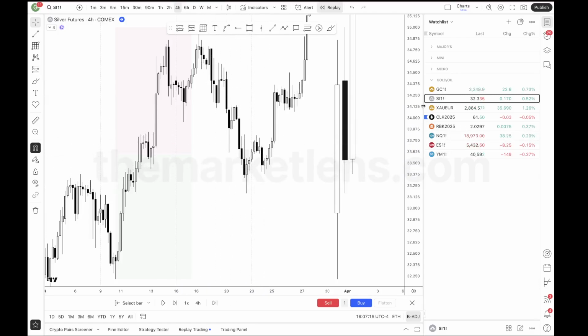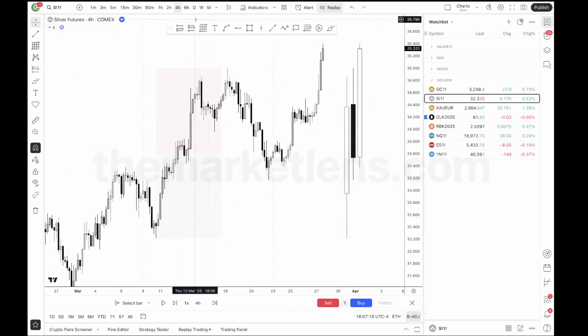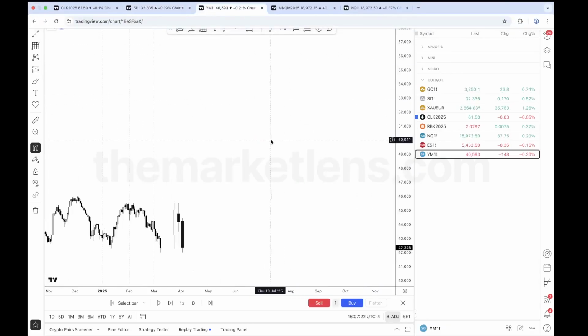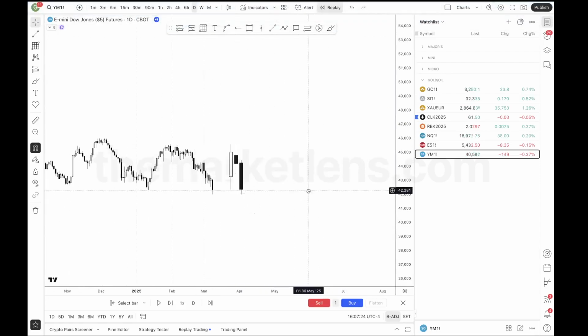And this is fractal, by the way. This can happen on any time frame. We're going to see a lot happen on the higher time frame and stuff. And I think I have an example here, I believe, right? Yep.